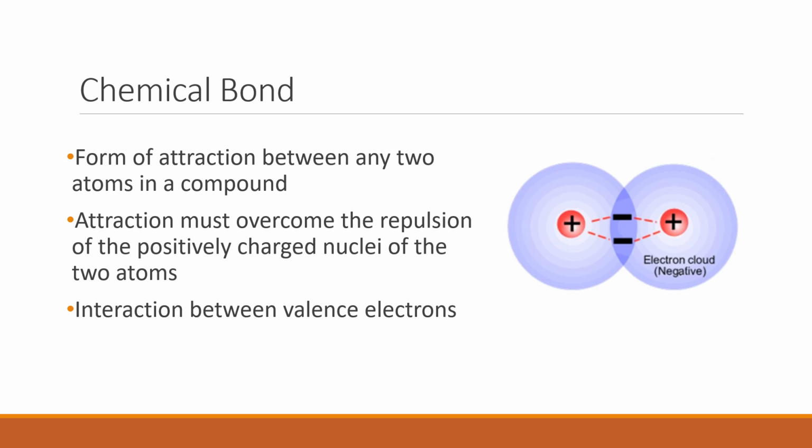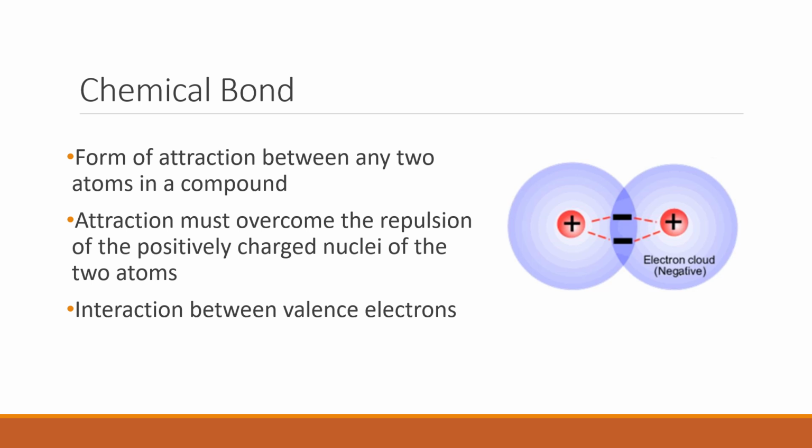Let's start by describing a chemical bond and talking about exactly what's happening on the atomic level. So with all chemical bonds, it's a form of attraction between any two atoms in a compound. Now, the important part of this attraction is that it must overcome the repulsion of the positively charged nuclei of the two atoms. Because when you bring two atoms close together, you're also bringing those two positively charged nuclei together as well. So there is some repulsion since positive charges are going to repel each other. So the attraction has to be stronger than the repulsion, is what we're saying there.